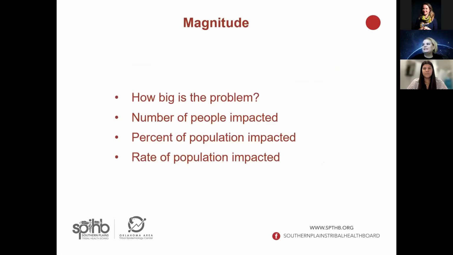When we think of data, we think of things like magnitude, like how big is the problem? And the number of people that are impacted, the percent of population impacted, the rate of the population impacted. And I hope you recall from earlier, we talked about numbers versus rates. And I'm going to get into that on the next slide and show you how important that is.